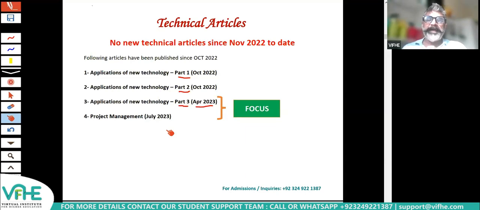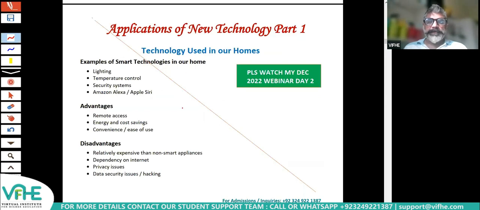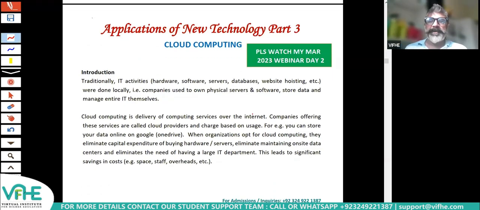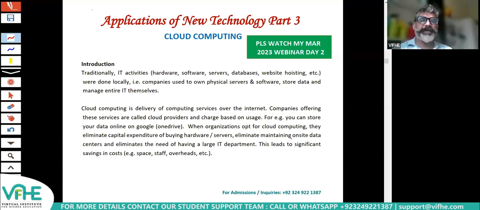In my opinion, the second last and the last articles are most important for the September attempt. These are the 2 articles which you need to focus on. Forget about the previous October articles, no need to worry about them. I'm pretty sure they're not going to be tested. But the 3rd and the 4th articles we will need to focus on. I have struck out part 1 and part 2, again not important, but part 3, application of new technology part 3, which was published in April of this year, is about a topic called cloud computing.